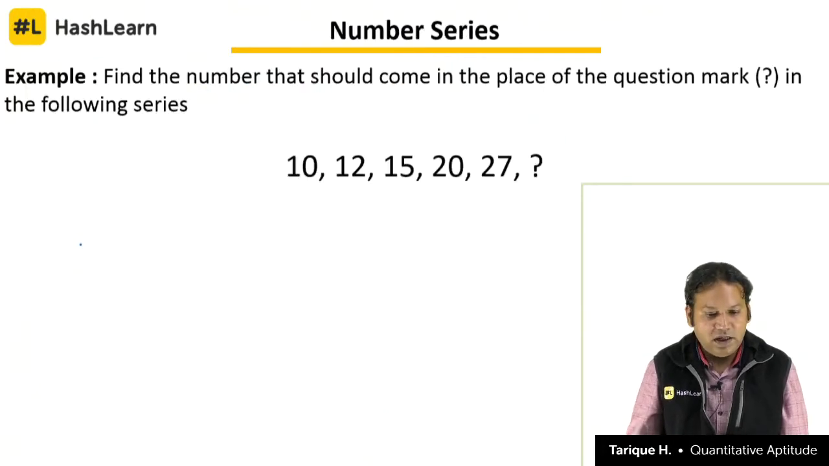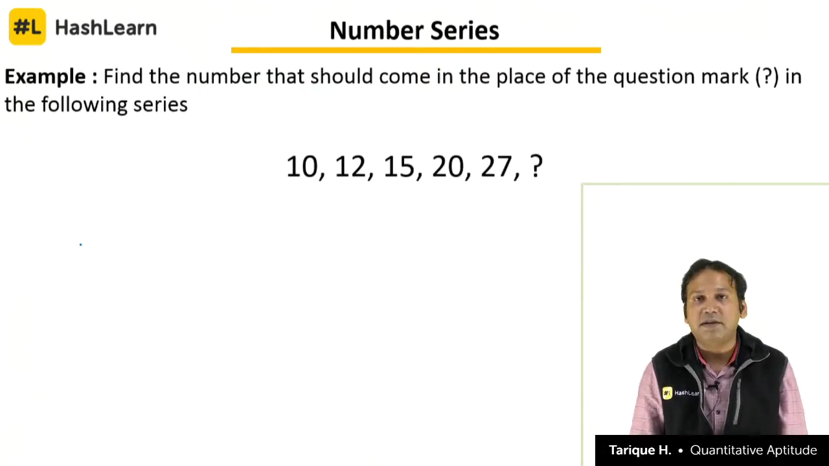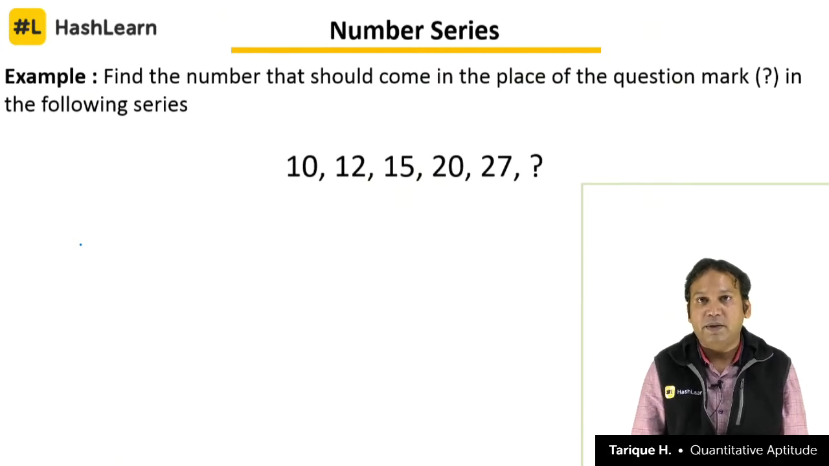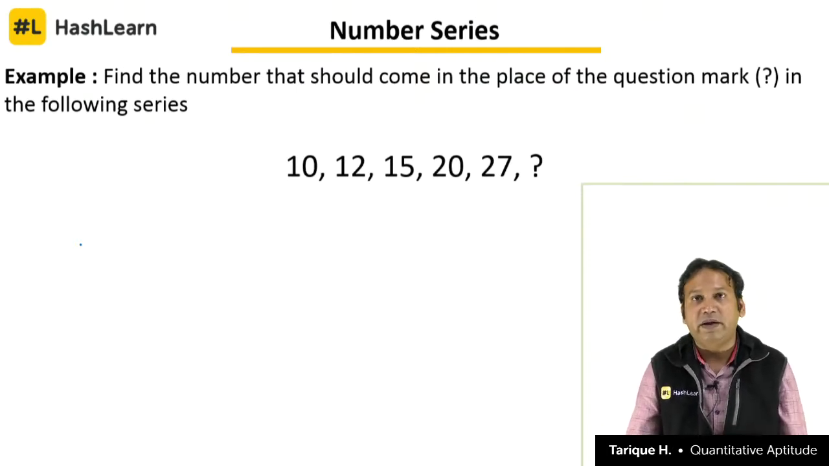Okay, all right, now let's begin with the number series discussion with an example question on the screen. So here we have a question. This is how a typical question of number series will look like. Find the number that should come in place of the question mark in the following series. A series of numbers is given to us: 10, 12, 15, 20 and 27, and there is a question mark. We have to find out what number will come in the place of the question mark. Right. So try it out quickly: find the differences and see in what way you can get the answer.